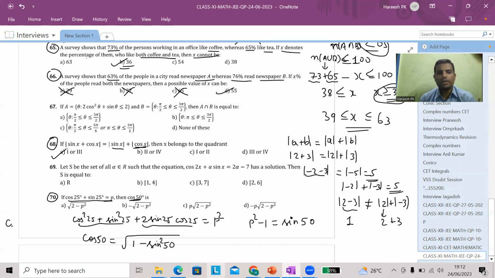Right? Because cos square theta is 1 minus sin square theta. So cos theta is what? It becomes root of 1 minus sin square. So now instead of sin 50, I will put p square minus 1. And since there is sin square here, I have to square this. So now use the formula a minus, you can solve this in easy method.